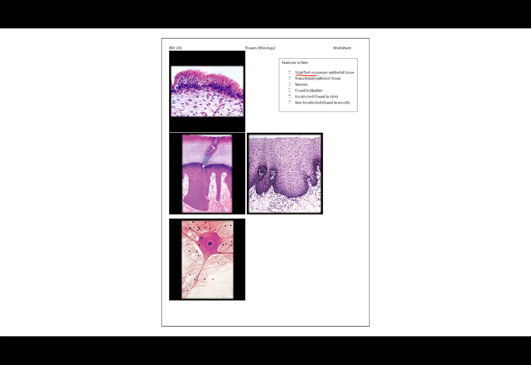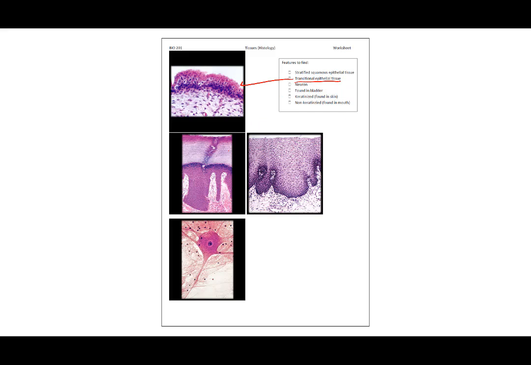We can see stratified squamous epithelial tissue. That's going to be this image as well as this image. This one here is the epidermis. We can tell that because of the dark line in the middle. This one here is either the vagina or esophagus or inside the cheek. It's a really beautiful example of the stratified squamous epithelial tissue. It's non-keratinized. This one, I guess, is found in the mouth. We know the keratinized is over here.